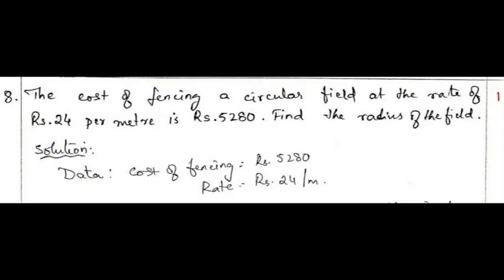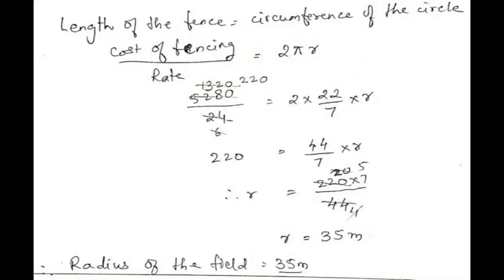Question number 8. The cost of fencing a circular field at the rate of rupees 24 per meter is rupees 5280. Find the radius of the field. Length of the fence is equal to circumference of the circle, and using this formula 2 pi r, we get r is equal to 35 meter.